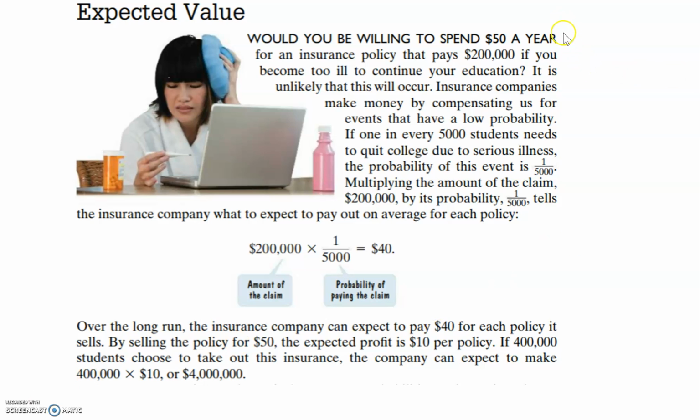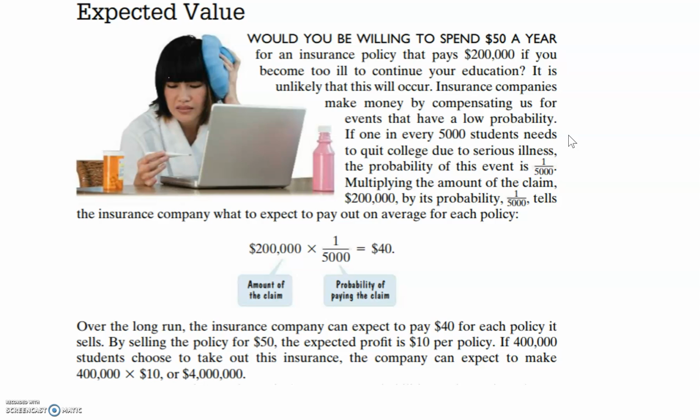A company is offering a $200,000 policy to students who become too ill to continue their education. They're only charging students $50 per year. Sounds like a pretty good deal for the students, but let's look at it from the insurance company side.